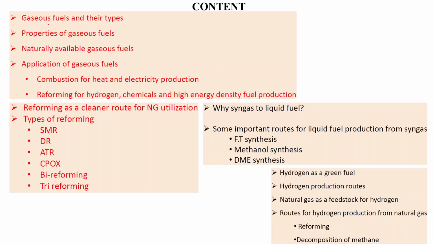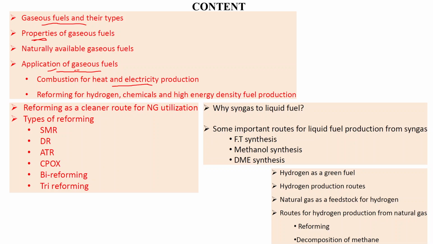So we will be talking about gaseous fuels and their types, then their properties, then some of the naturally available gaseous fuels, their applications in heat and electricity production and various chemicals and hydrogen production. Then various routes which are used for reforming these gaseous fuels. Different types of reforming we will be studying about.